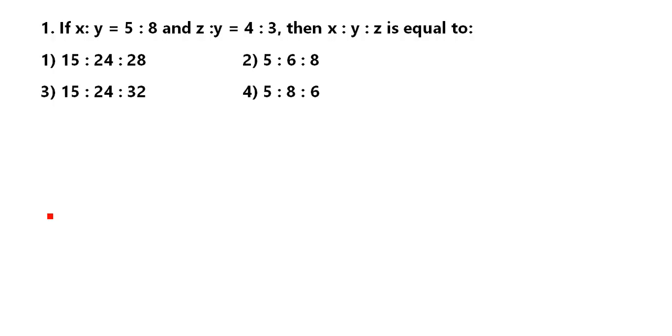First problem. If x is to y is equal to 5 is to 8 and z is to y is equal to 4 is to 3, then x is to y is to z is equal to, what is the answer guys? Simple. How to find out the ratios, already you know guys here. 5 is to 8 is to 6, sir. Fourth option. Very good, excellent.